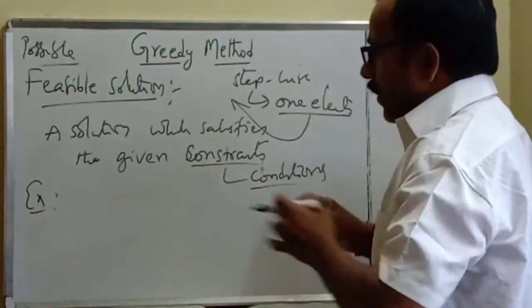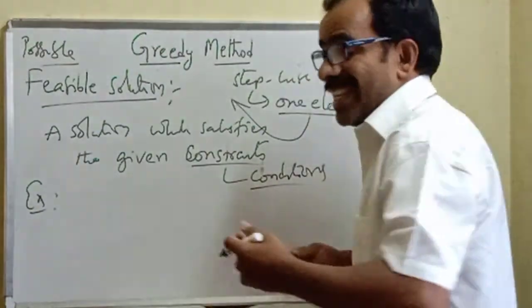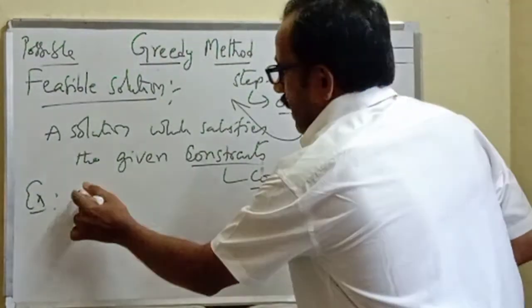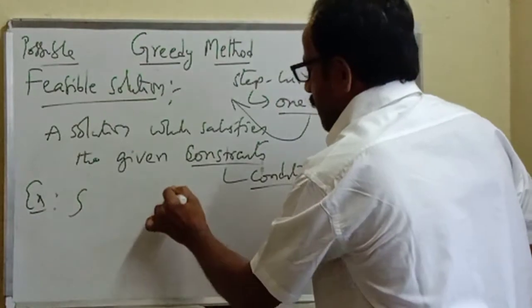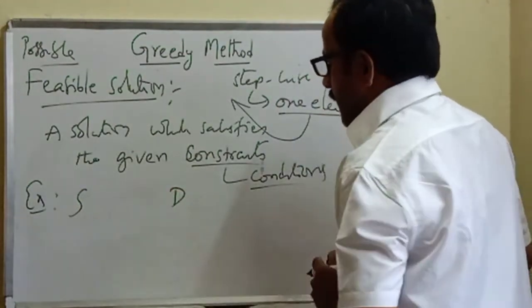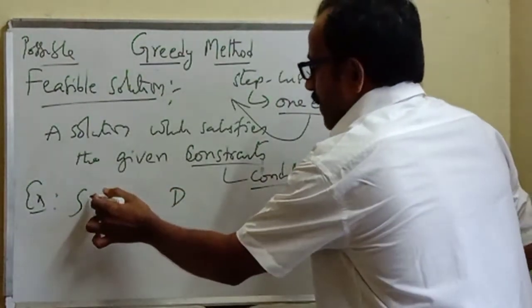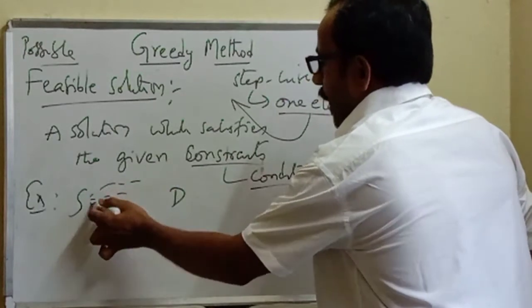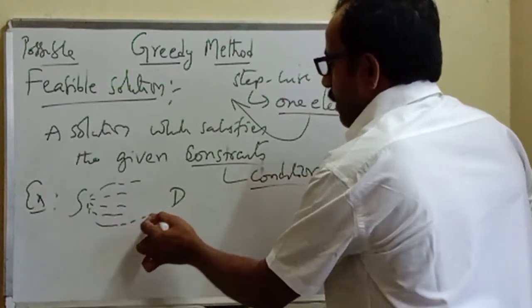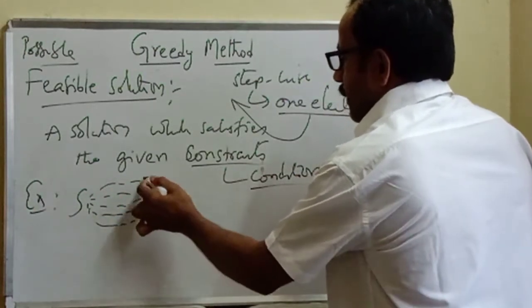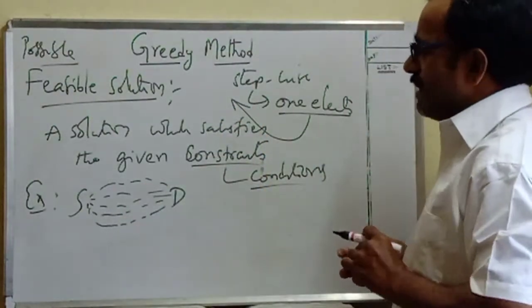Suppose you deal with distance related problems. Suppose you want to travel from source node S to destination node D. Source to destination. Between source and destination, there are so many paths to reach the destination. Is it clear now? Then what do you mean by feasibility?